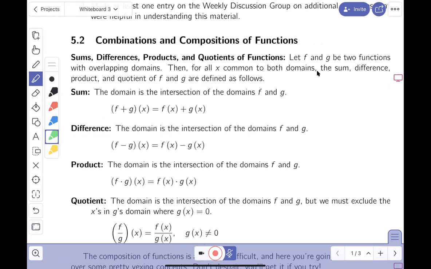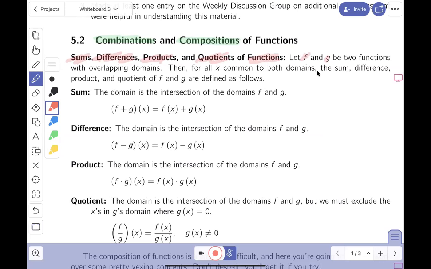So, combinations and compositions. All right. A function. So we're dealing with functions over here. The first thing it says: sums, differences, products, and quotients of functions. So it says, let f and g be two functions with overlapping domains.